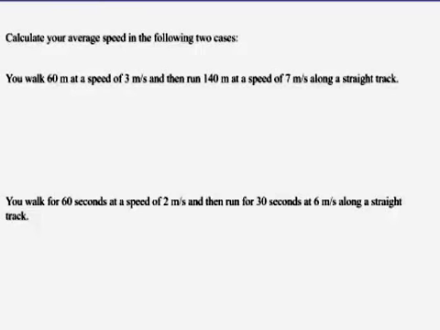This is something where you can be given the distance that you travel at one speed and the distance you travel at another speed, or the time you travel at one speed and the time you travel at another speed, and from these you can calculate the average speed.